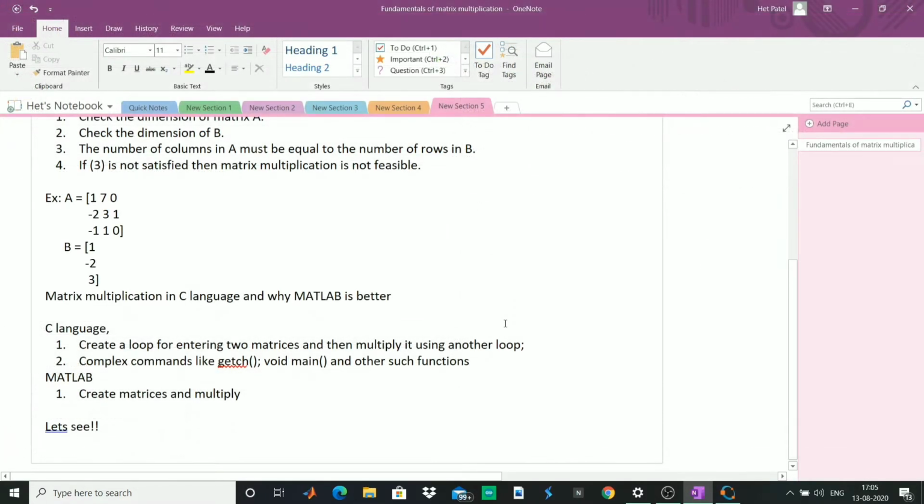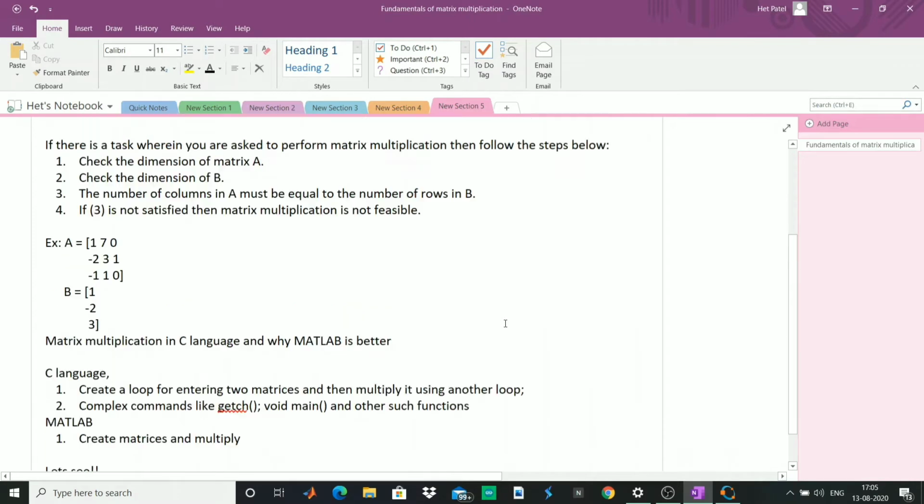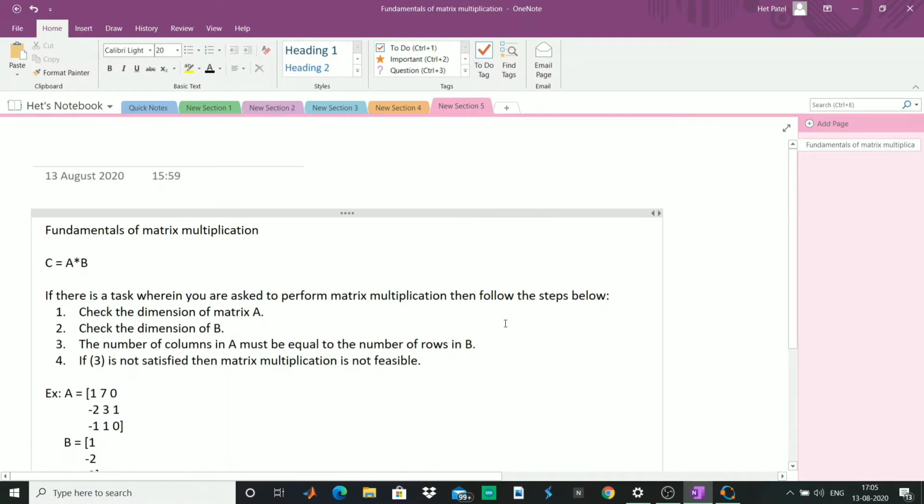Now we'll be having a look into the mathematics of matrix multiplication. These are a few of the steps that one must follow before carrying out a matrix multiplication in MATLAB or Octave. You'll have an expression like C = A * B, where A and B are known, while C is the output of A multiplied by B. Before carrying out a matrix multiplication, one must follow these four steps.